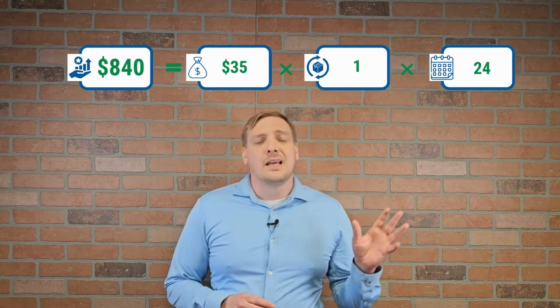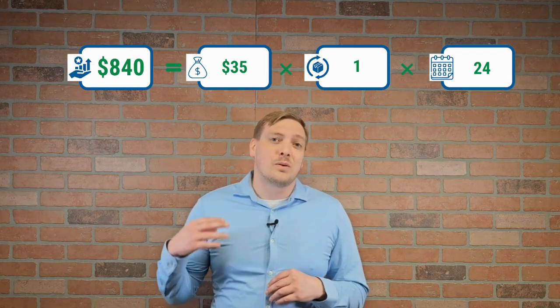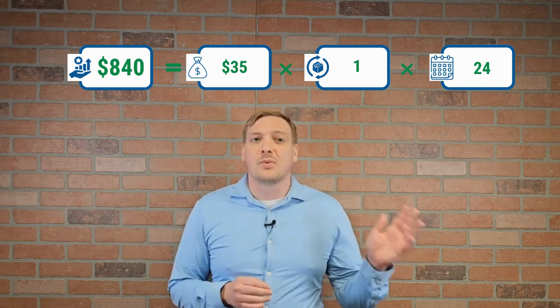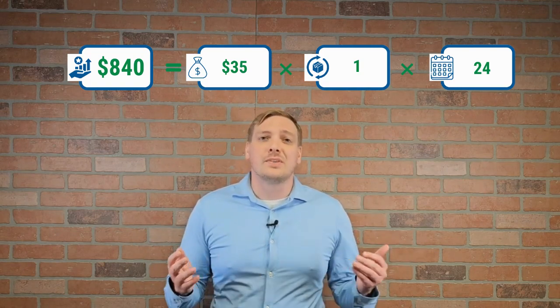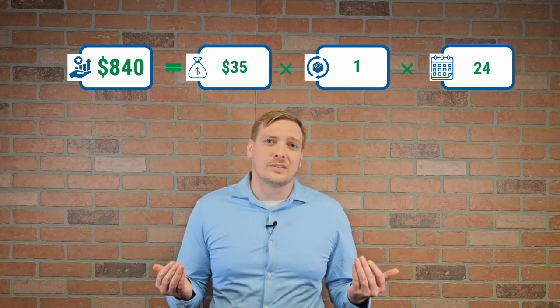Let's go through an example. If a customer on average spends $35 and transacts once a month for 24 months, their total CLV will be $840. This formula gives you a complete look at what to expect from that customer in terms of value over those 24 months. This is different than a single point in time calculation.